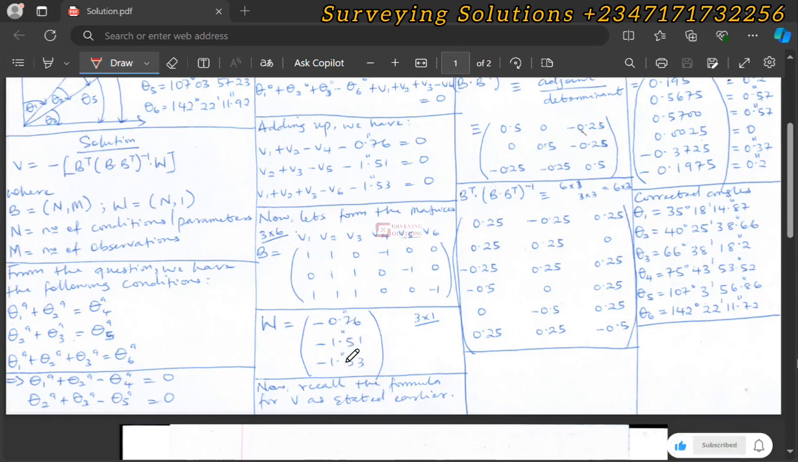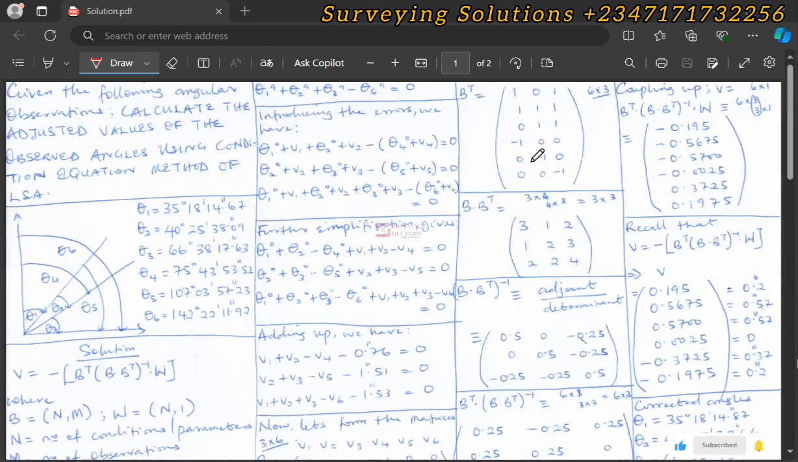Right, good. Now recall the formula for V as stated earlier. So this is the formula we are referring to. Recall the formula because we have all the parameters we need for the formula. The parameters are B and W. Right, good. So everything you want to do inside this formula has to do with B and W. That's why we are telling you to recall, because we want to start using the formula. The very first part of the formula is for us to find the transpose of B.